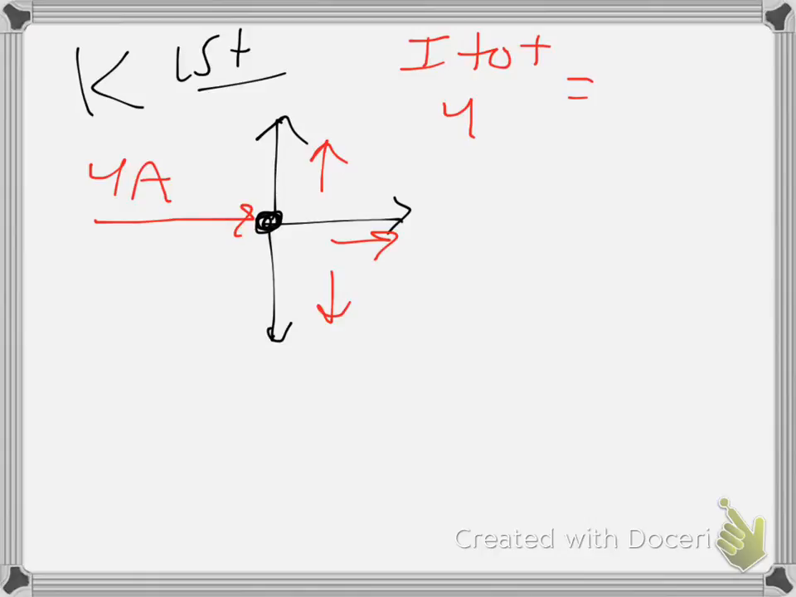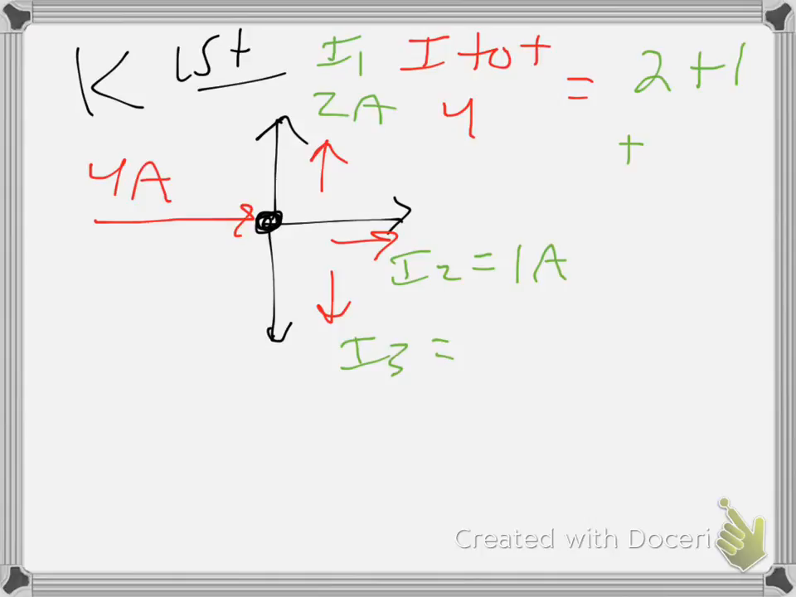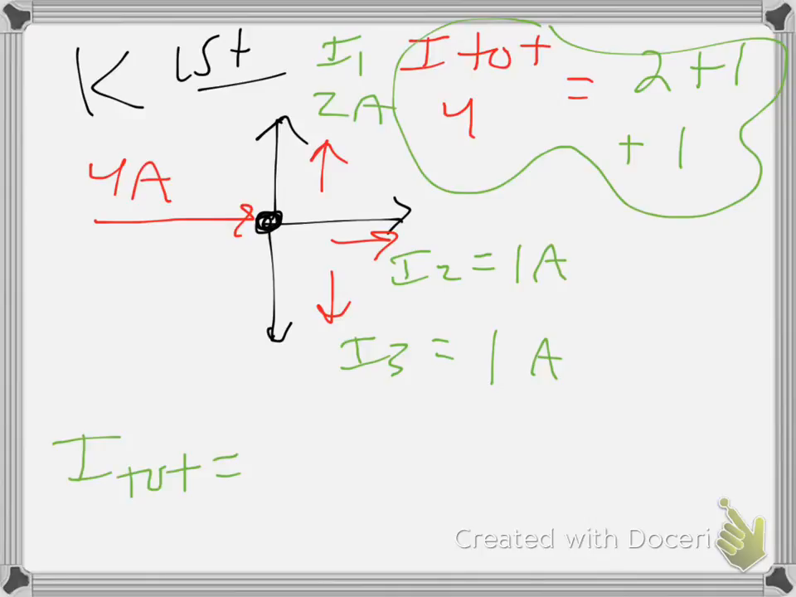So if I say that I1 is 2 amps, and I2 is 1 amp, you should know what I3 is based on this rule. 4 minus 2 minus 1 means I3 has to be 1 amp. And so that's Kirchhoff's first law. Your total current has to equal the sum of all the currents leaving that junction.